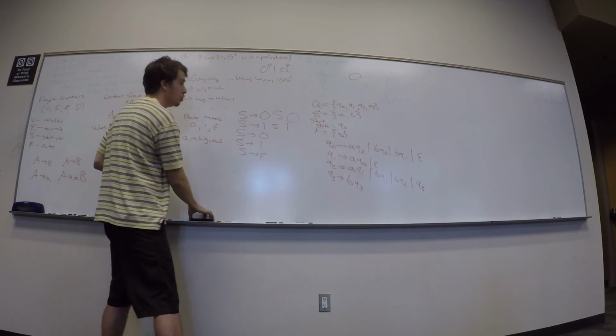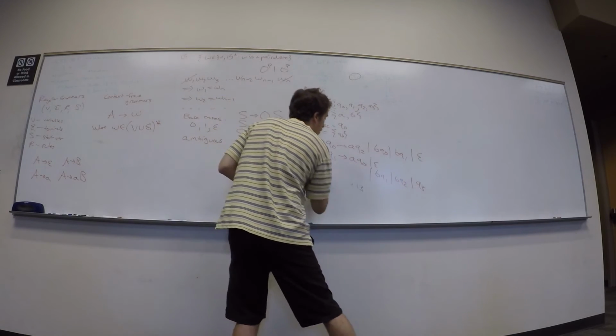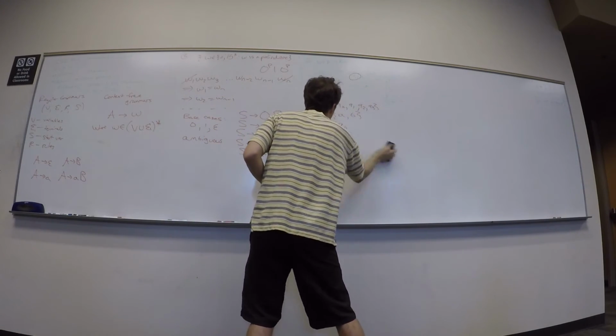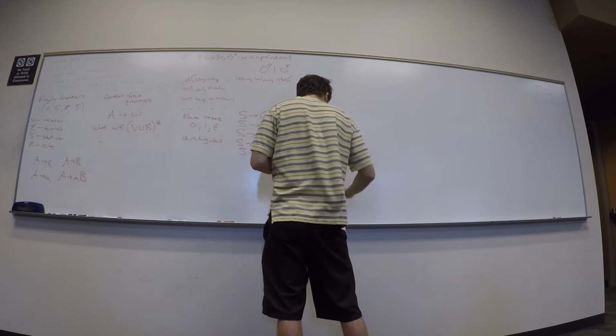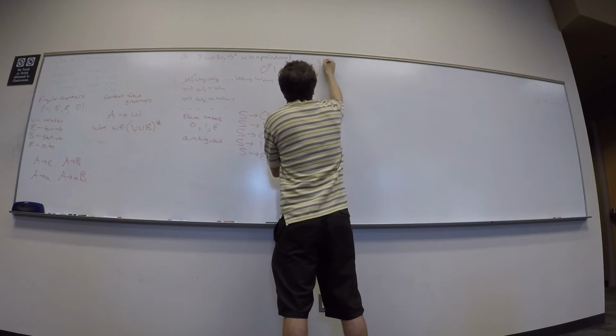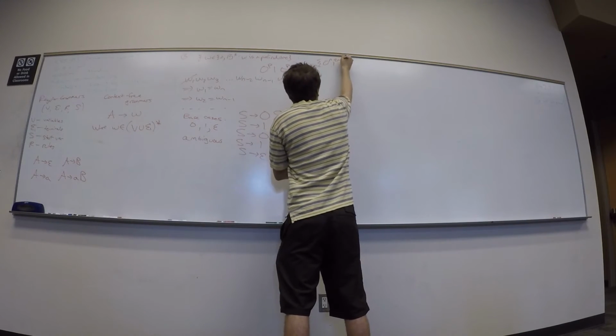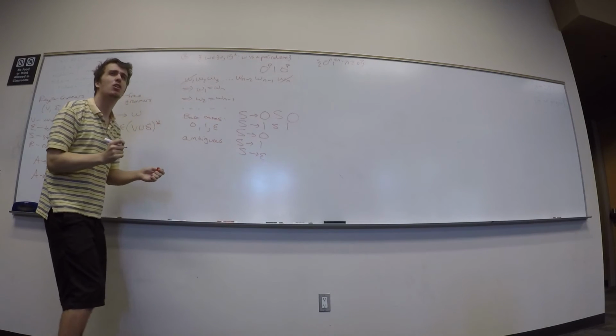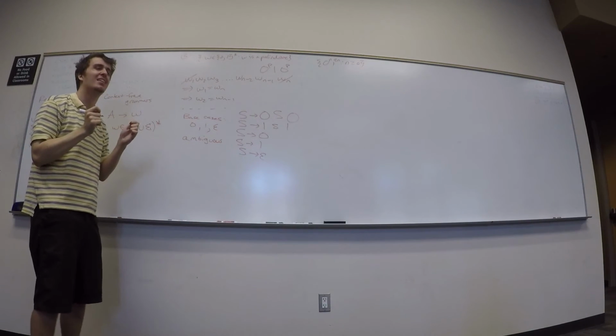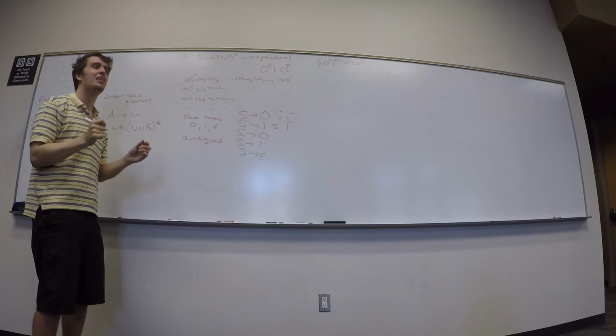All right, so let's do one more, then I'll ask important questions after. This language is a little easier: 0 to the n, 1 to the 2n. Is this regular or not? No, it's not.